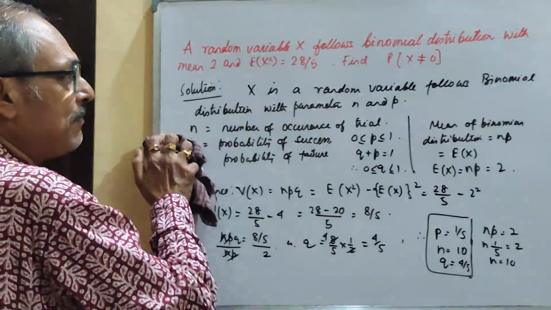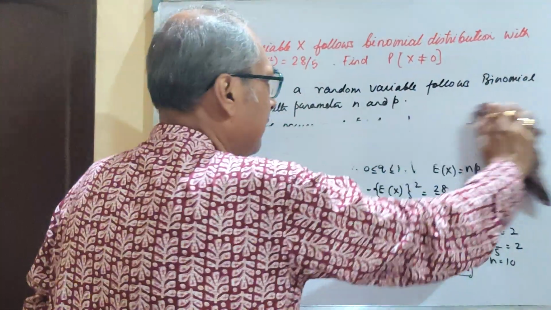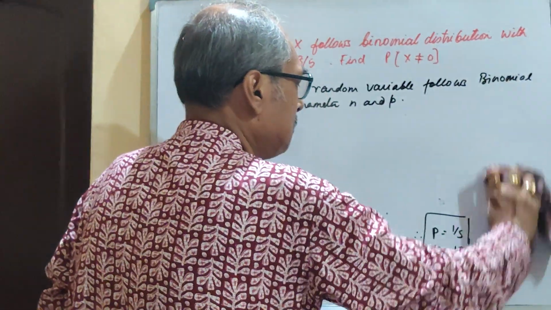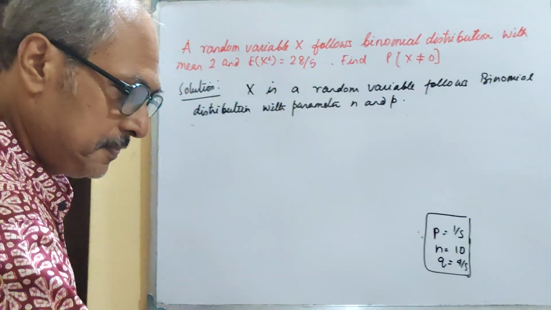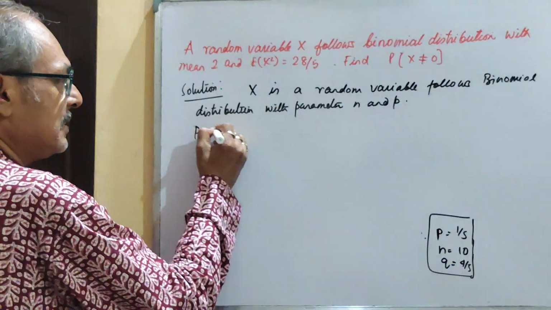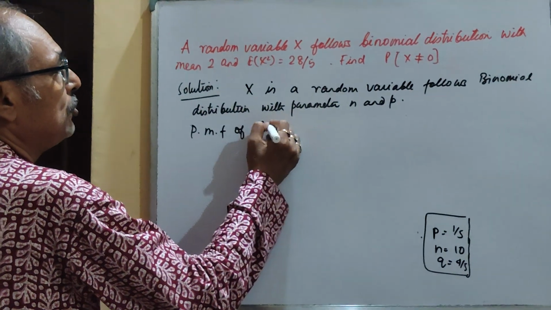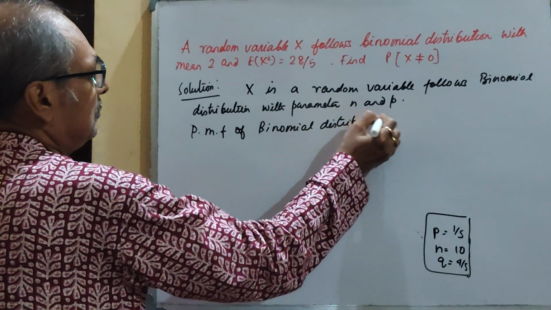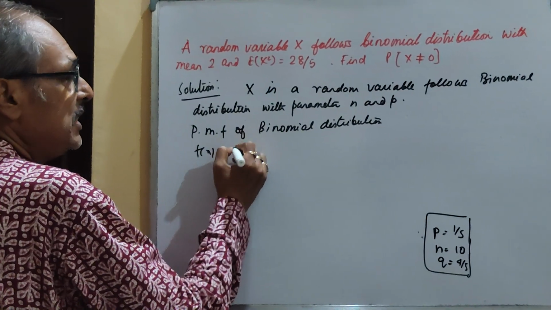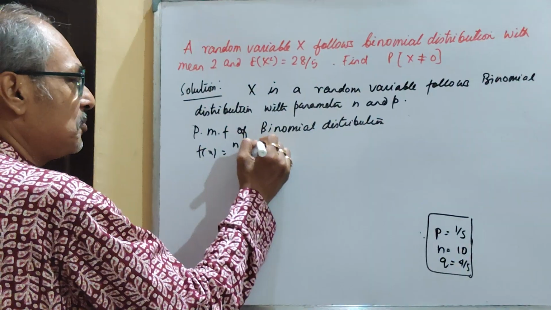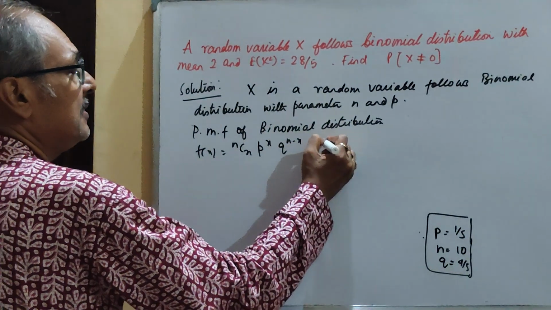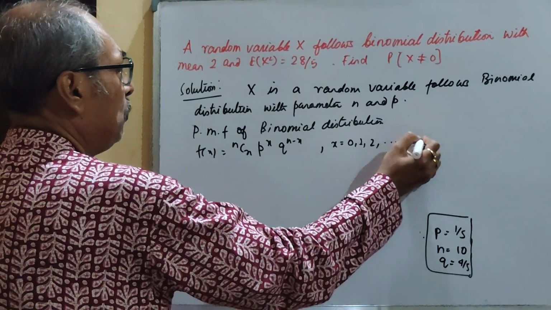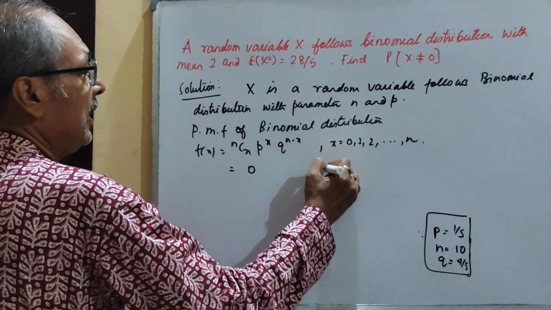Now I write the PMF of binomial distribution, where x is a random variable following binomial distribution with parameters n and p. The probability mass function is f of x equals, first I write in general, nCx p to the power x q to the power n minus x, where x is 0, 1, 2, up to n, and this is 0 elsewhere.